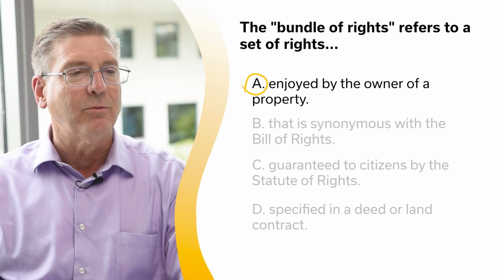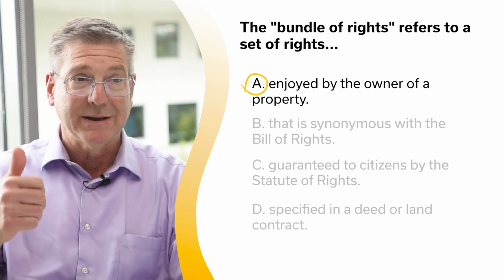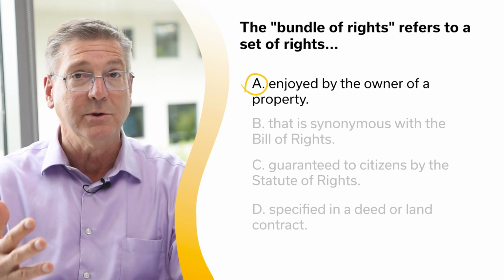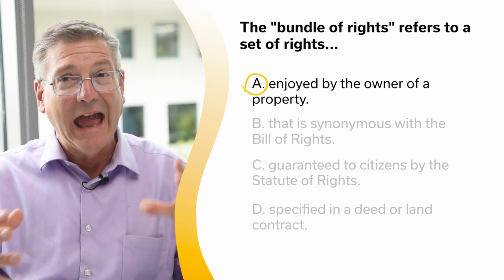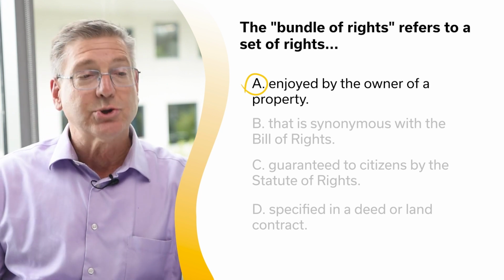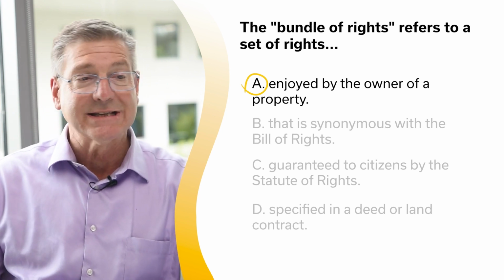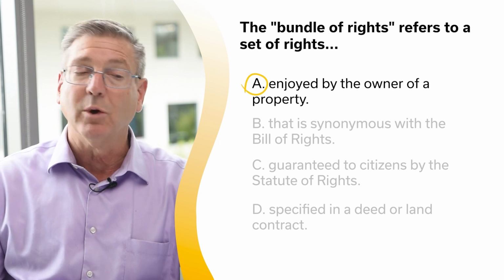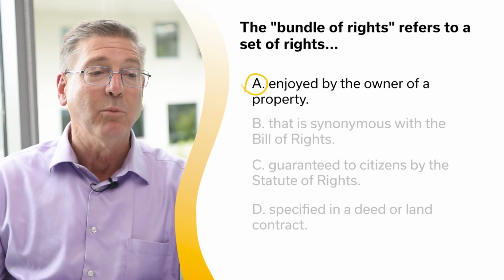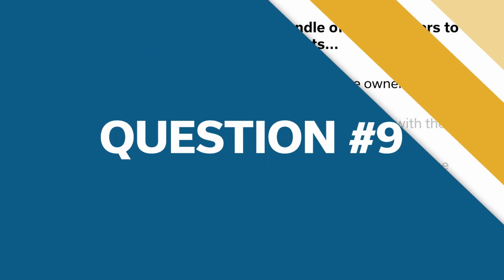The group of rights includes the right to possess, use, transfer, encumber, and exclude others from using the property. The acronym would be PUTEE, P-U-T-E-E. Transfer rights include the right to sell, rent, donate, assign, or bequeath, and the owner may also encumber the property by mortgaging it as collateral for a debt.